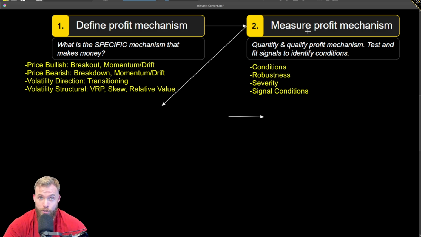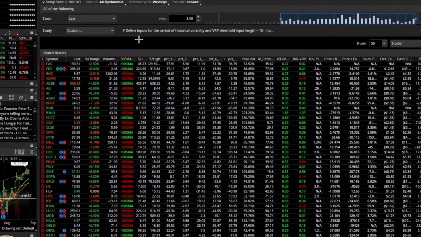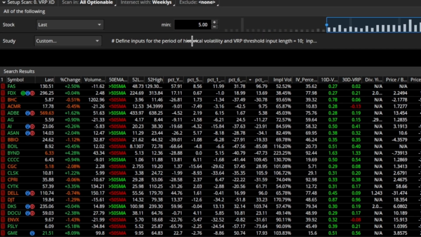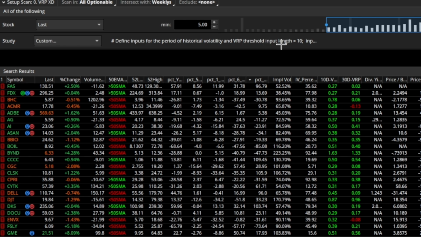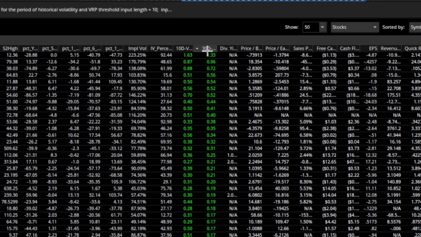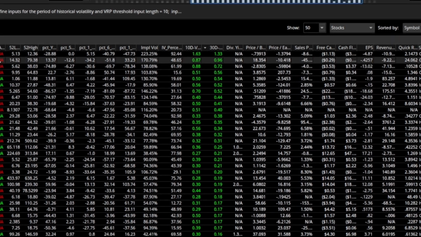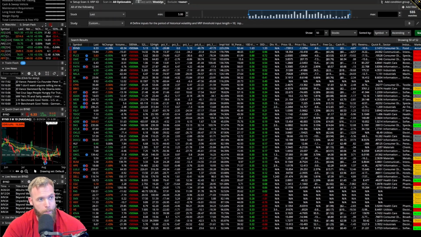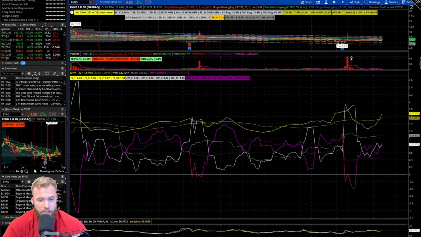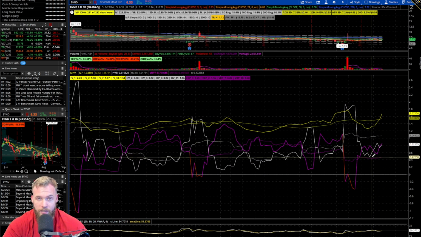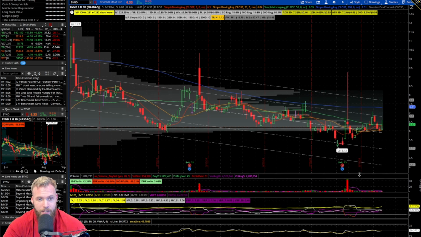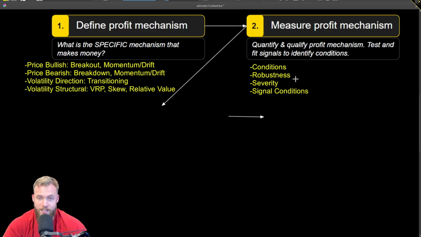We then need to measure them, understand how they work, and then we need to figure out how to find them. So how do we identify different signals that correspond to them and then create scans that help us find them? So for example, if I go into my platform, I built a scan here that helps me look for variance risk premiums. And then I have a tool here that helps me sort by stocks that exhibit the most variance risk premiums. So if we take a look at BYND and we pull open this, you're going to see those yellow lines way ahead of the white lines. That's variance risk premiums. I can see them. I can look for them.